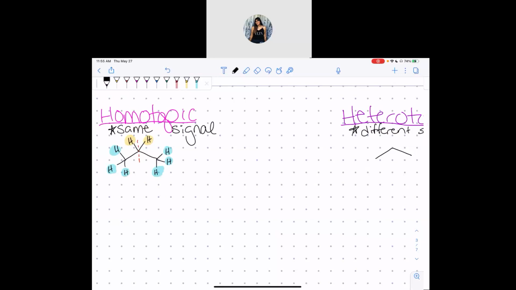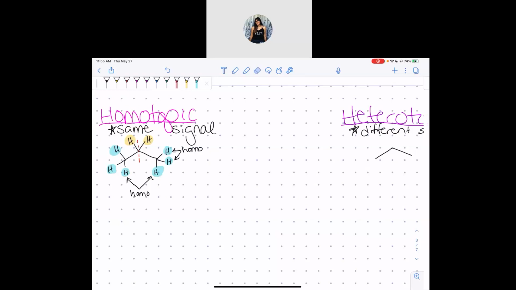So what homotopic means is that this hydrogen and this hydrogen are part of the same signal. So they're homotopic to one another. Also, this hydrogen and this hydrogen are part of the same signal, so they are homotopic to one another. I don't have enough room to write it for the yellow hydrogens, but these two, again, are part of the same signal, so they are homotopic. They are just the same.